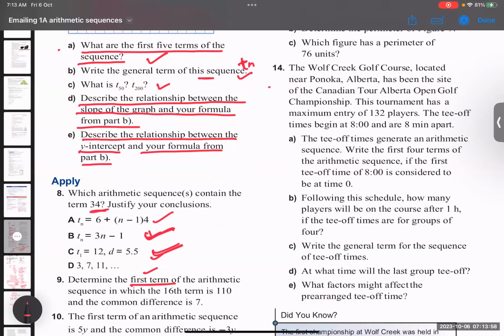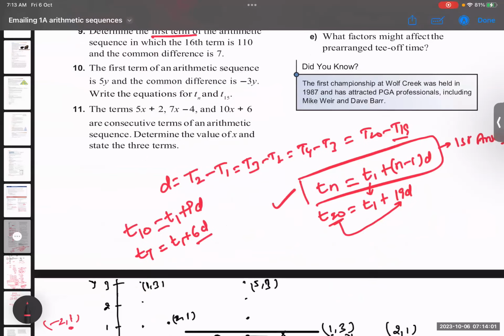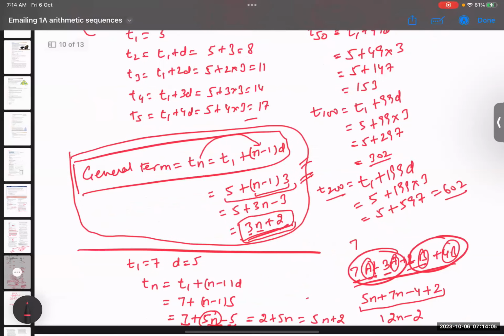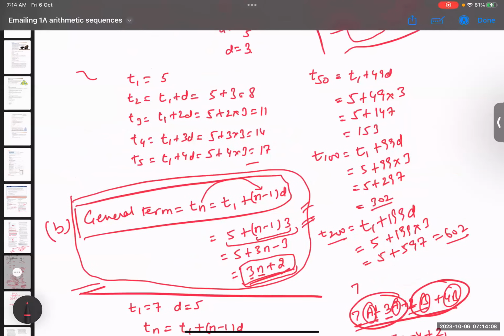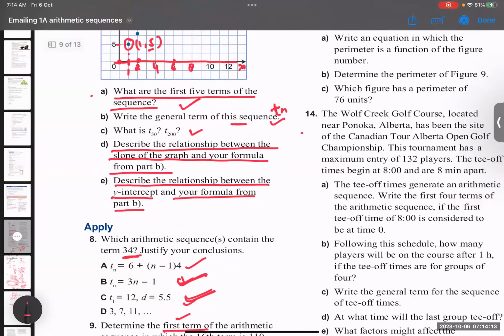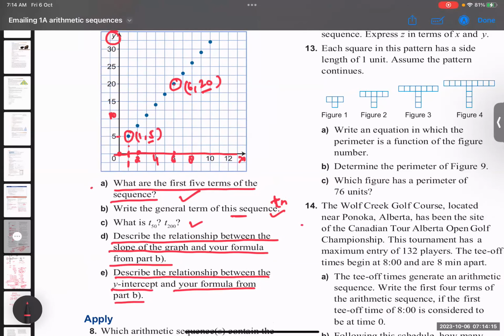We have calculated the formula from part B. This is part B. The question is, what is the relationship between the y-intercept and part B? The first term is there, but there is no direct relationship with the term. We can calculate n. Whatever the value of n will be, we'll get the y-intercept.